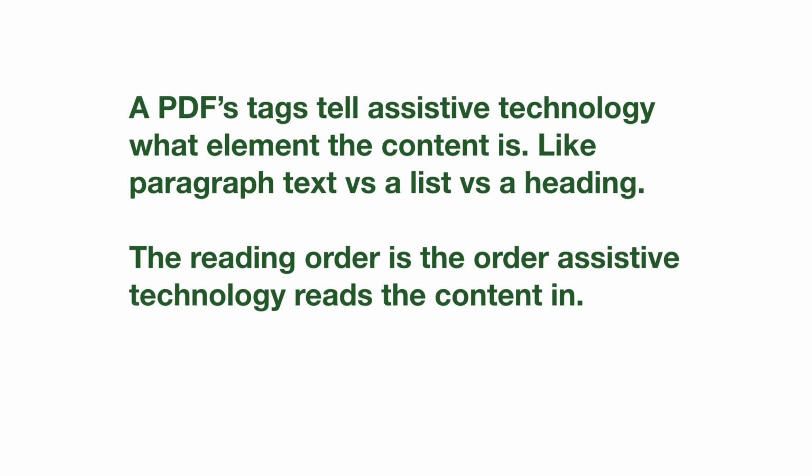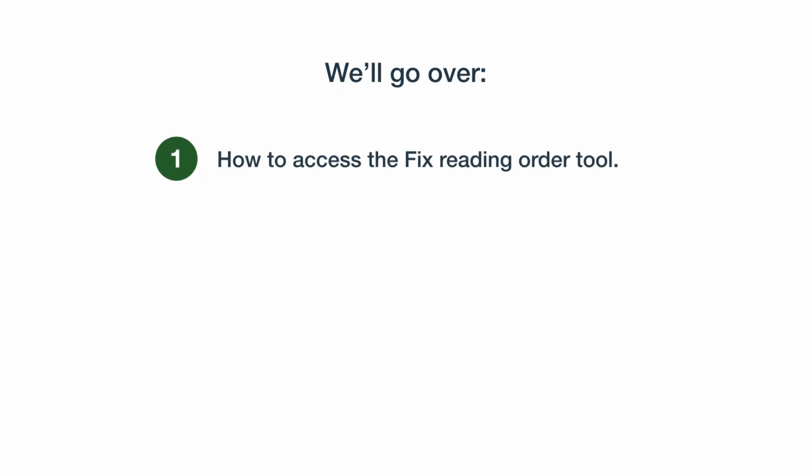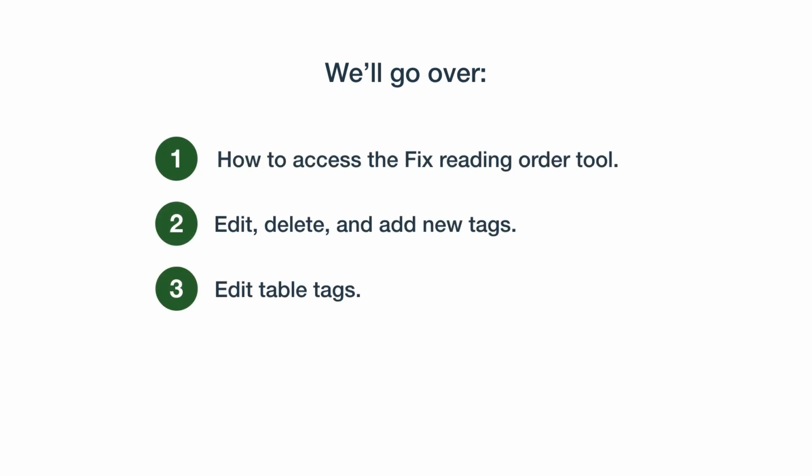To make sure your PDF has correct tags and reading order, we'll use the Fix Reading Order tool in Adobe Acrobat. This is the main tool you'll use for fixing tags and reading order in your PDF. We'll go over how to access the tool, edit, delete, and add new tags, edit table tags, and check the reading order. Let's get started.